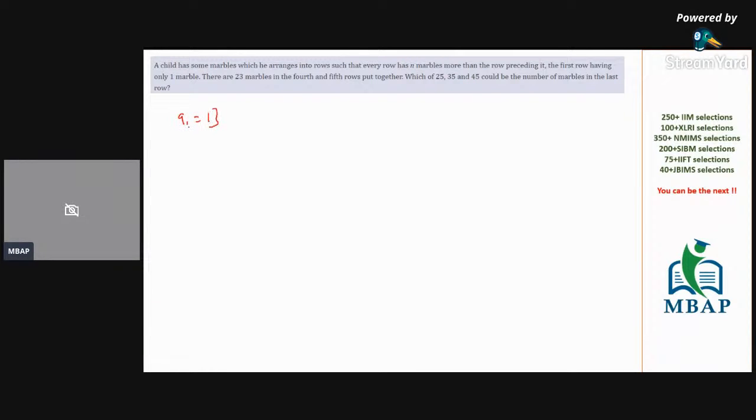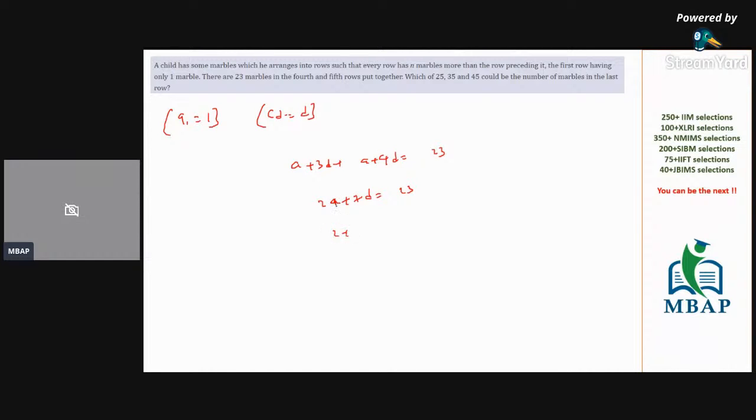The only thing that is known to us is A1 is 1, and we have assumed the common difference to be D. And then the fourth term is A plus 3D, plus the fifth term A plus 4D, is known to us as 23. If you solve this, you will get the value 2A plus 7D. We know the fourth term is going to be A plus 3D, and the fifth term is going to be A plus 4D, which is equal to 23.